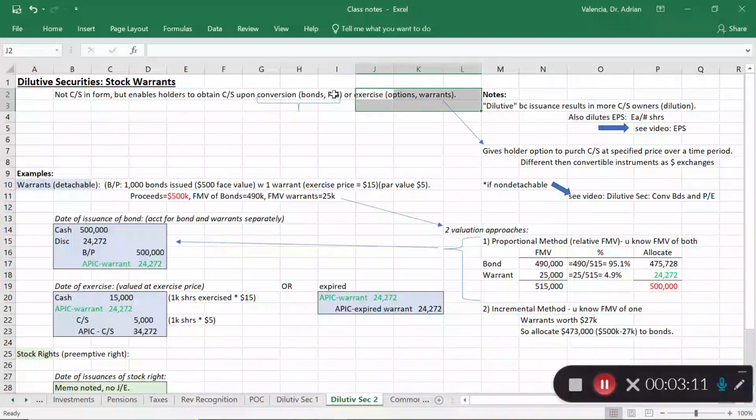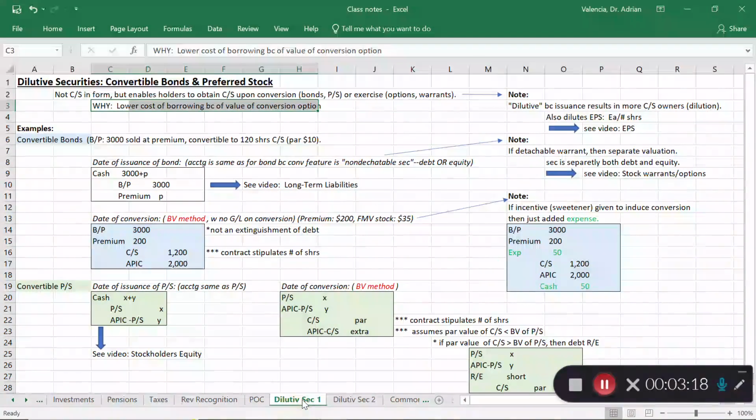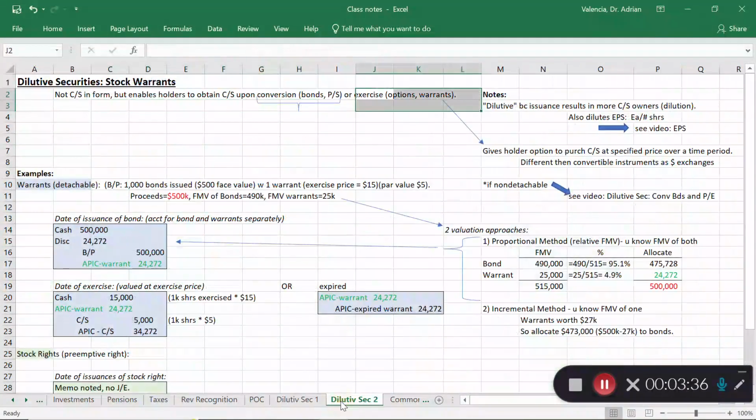That's a big thing. When we convert bonds and preferred stock, there's usually no exchange of cash going on, right? Because we use the book value method. If you recall the video on convertible bonds and preferred stock, when you convert, you simply convert the bonds to common stock, but there's no cash being exchanged. Same thing with convertible preferred stock. If you want to refresh yourself on that video, go ahead and watch that. Now, in the case of warrants, which is what we're discussing here, there is going to be an exchange of cash. All right, so let's look at two examples here.